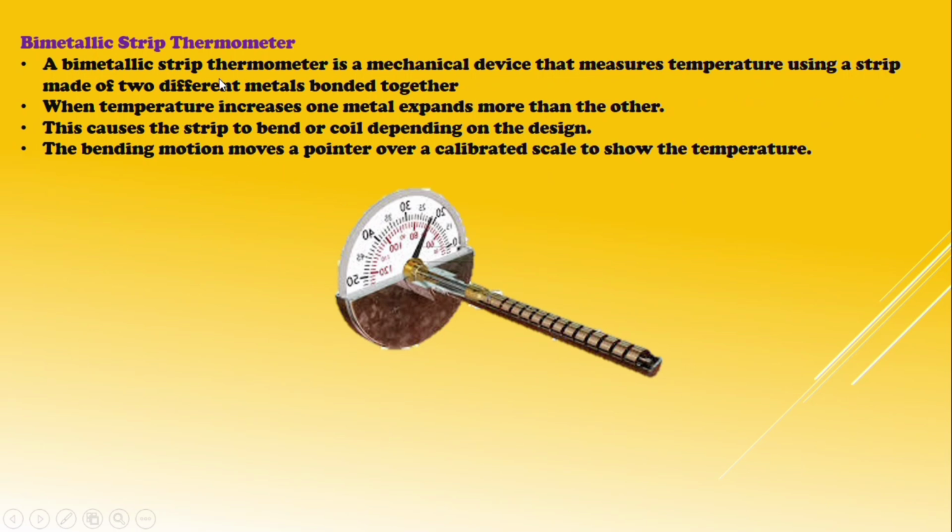Bimetallic strip thermometer. A bimetallic strip thermometer is a mechanical device that measures temperature using a strip made of two different metals bonded together. When temperature increases, one metal expands more than the other. This causes the strip to bend or coil depending on the design. The bending motion moves a pointer over a calibrated scale to show the temperature.